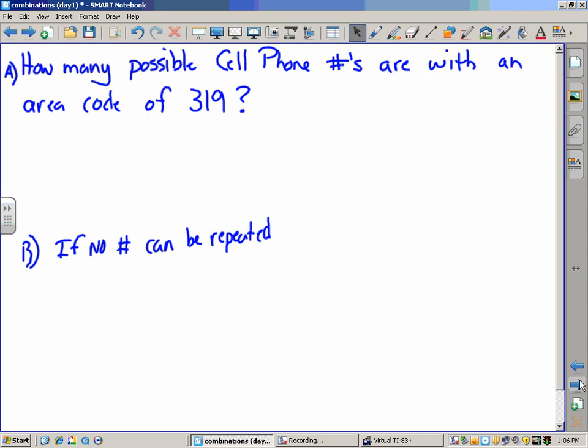Now let's think about this. In the 319 area code, you have to use 319, and then how many digits are there after that? 7 digits. Okay, that's the total that we have.